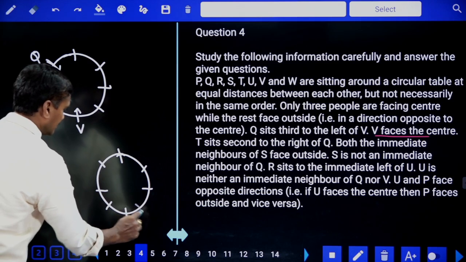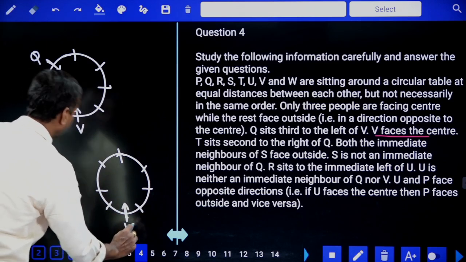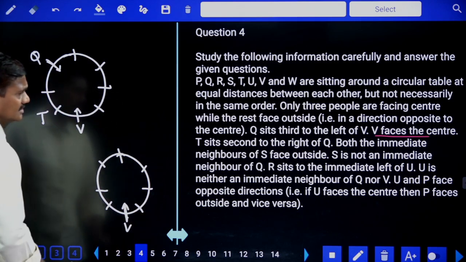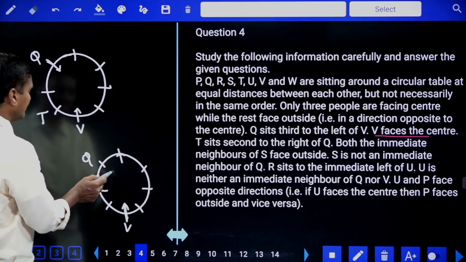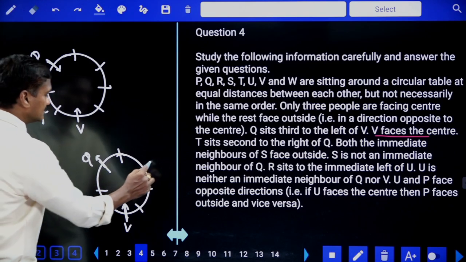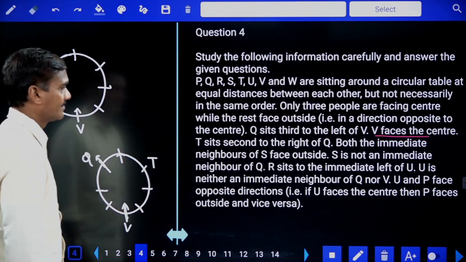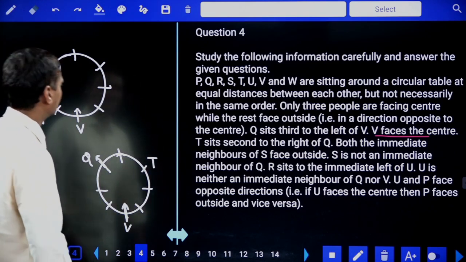Second possibility. Now V is facing towards the center, and next one, Q sits out to the left of V. Now if Q is away from the center, then T sits second to the right of Q, T is here. And both the immediate neighbors of S face outside.